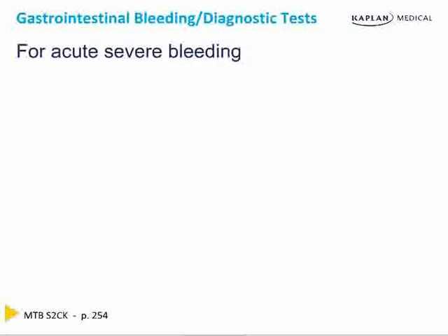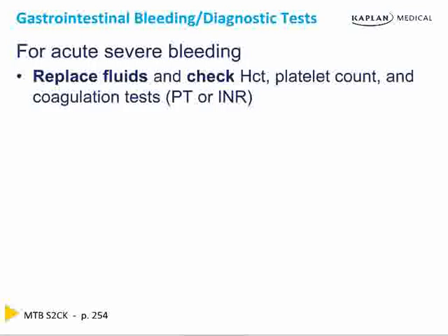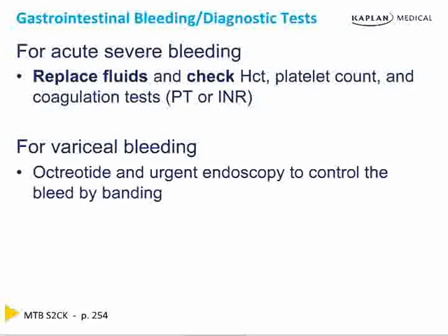For acute severe bleeding, you want to replace the fluids, check the hematocrit and platelet count, and find out what the coagulation parameters are. There is an association with higher mortality as the INR rises. For variceal bleeders, the next best step is octreotide followed by urgent upper endoscopy to control the bleed by banding.